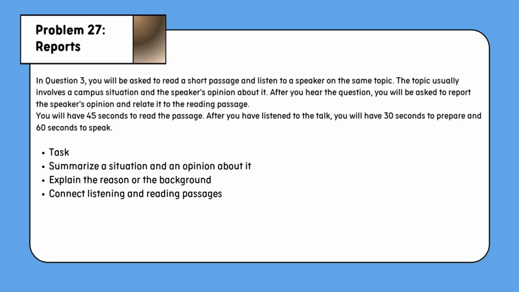In question 3, you will be asked to read a short passage and listen to a speaker on the same topic. The topic usually involves a campus situation and the speaker's opinions about it. After you hear the question, you will be asked to report the speaker's opinion and relate it to the reading passage. You will have 45 seconds to read the passage. After you have listened to the talk, you will have 30 seconds to prepare and 60 seconds to speak. Task: summarize the situation and the opinion about it. Explain the reason for the opinion, and connect the listening and reading passages.